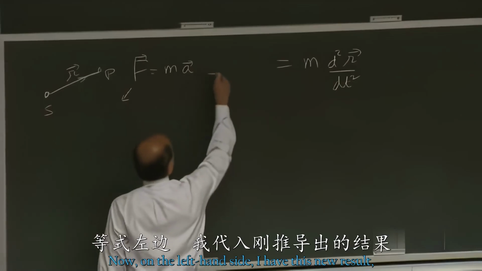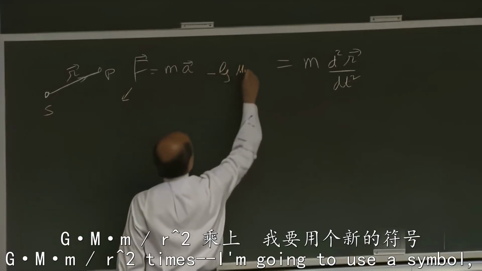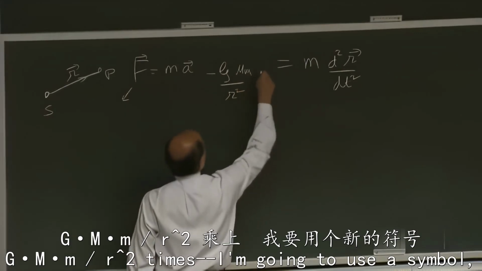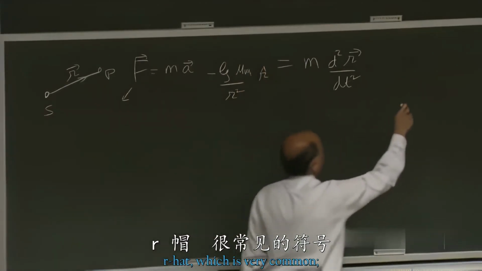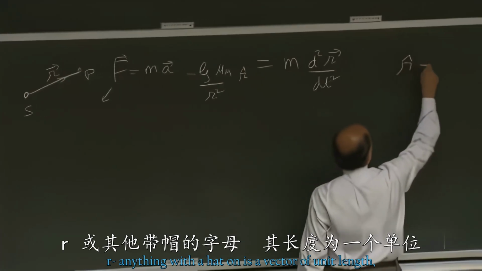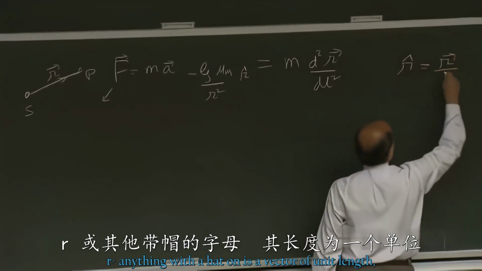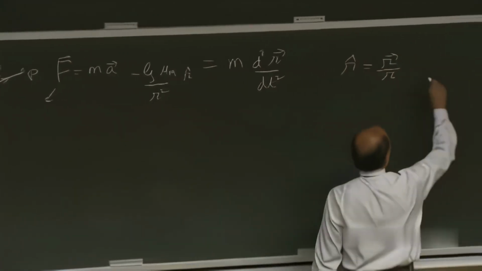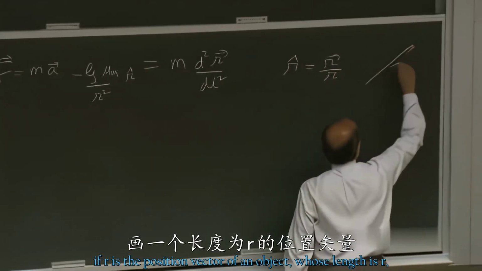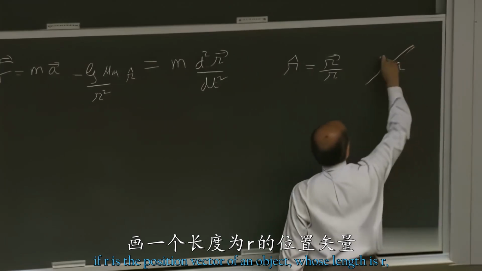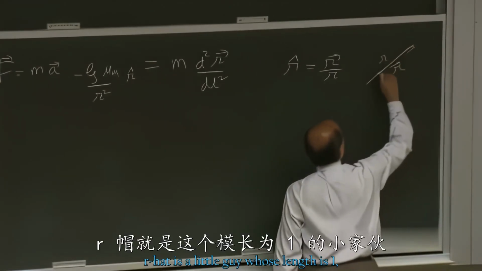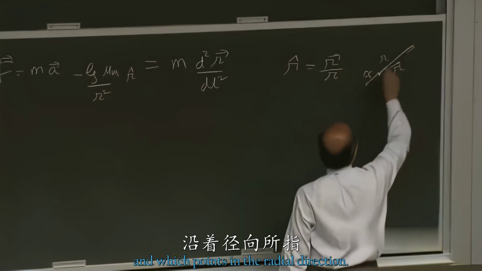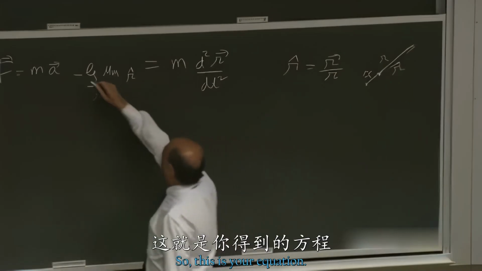Now on the left-hand side, I have this new result, GMm over r squared times, I'm going to use a symbol r hat, which is very common. Anything with a hat on it is a vector of unit length pointing in the direction of the regular vector r. So if r is the position vector of an object whose length is r, r hat is a little guy whose length is 1 and which points in the radial direction. So this is your equation.